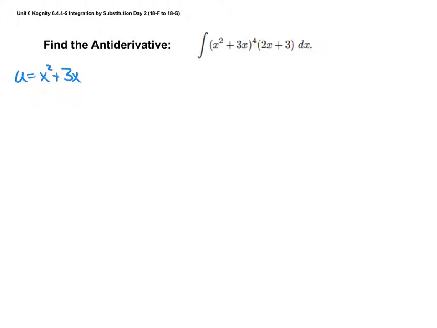Okay? So now, take a look at this. If I do du dx, what does du dx equal? 2x plus 3. So now, check this out. Du dx is 2x plus 3, so that means du is 2x plus 3 times the dx.